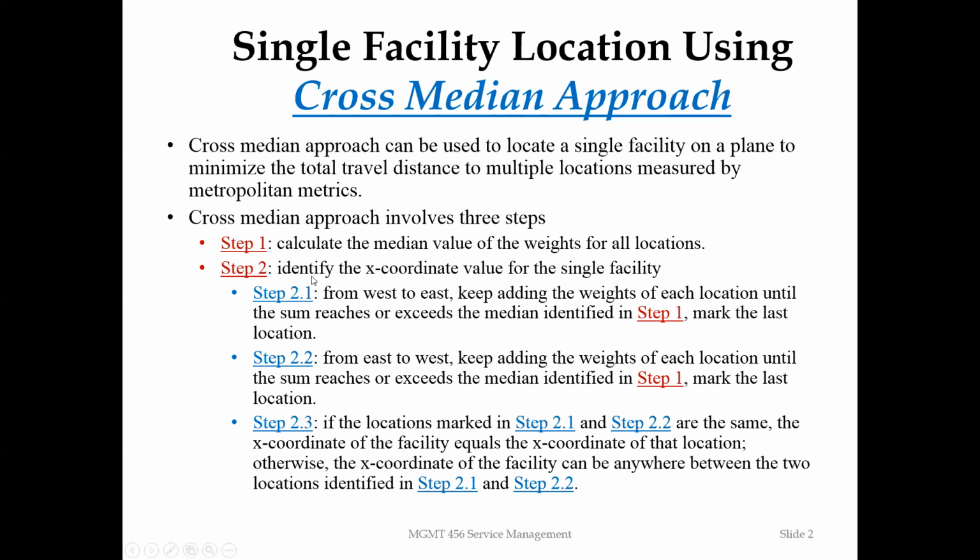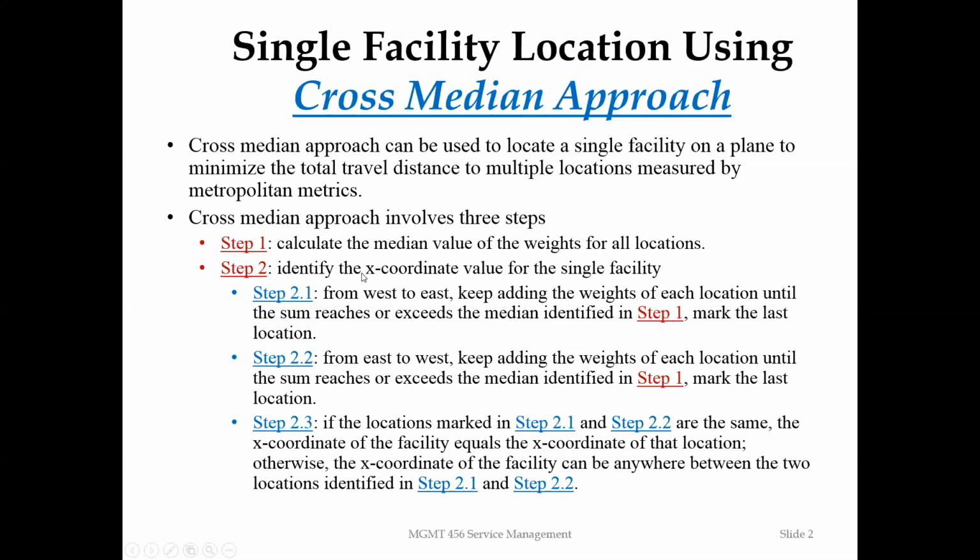Step 2 is to identify the x-coordinate value for the single facility. Here we want to identify the best location for this single facility. How do we identify it? We need to identify the x-coordinate, and also the y-coordinate. So we need 2 values. Once we know x and y, we know the location for the single facility. How do we view x and y? We can view x and y as longitude and latitude. So this is step 2.